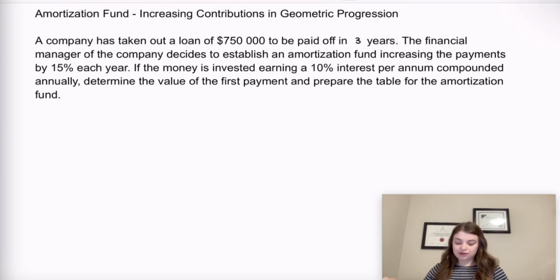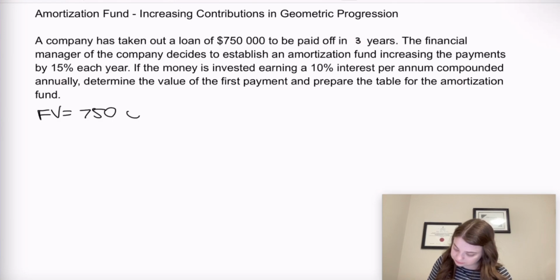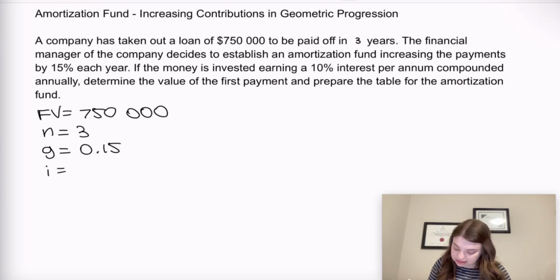So we know the future value, right? The amount of money that we need to have 3 years from now is $750,000. So that's going to be our future value. Okay, then our time is going to be 3 years. 3 years' time, we need to have this all paid off. Then G is the gradient, so that's going to be 15%. And then I is the interest rate, which is 10% per year, so we can just say 10%.